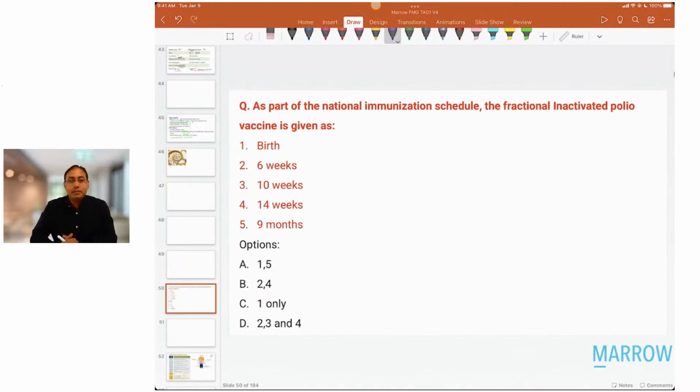Next MCQ देखते हैं. As a part of national immunization schedule, the fractional inactivated polio vaccine is given as. So again, a small question on polio. I told you polio is very important, so make sure you study it right and go. So as a part of the national immunization schedule, the fractional IPV is given as. When do we give it? बर्थ पे देते हैं 6 हफ्ते पे, 10 हफ्ते पे, 14 वीक्स या 9 मंथ्स पे. So what do you think the correct answer would be? So 1 and 5, 2 and 4, 1 only या 2, 3 and 4 all are correct. So क्या लगता है आपको? When do we give fractional IPV?